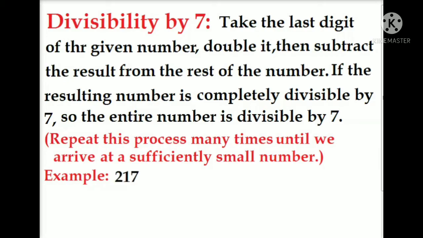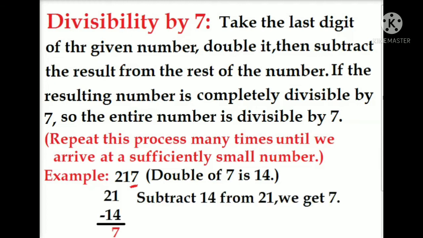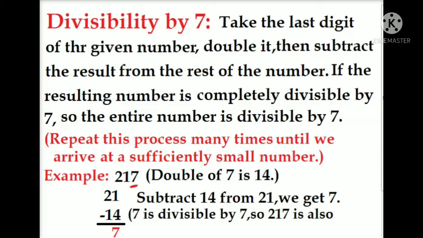Let's check divisibility of 217 by 7. The last digit is 7, so double of 7 is 14. Subtract 14 from 21, we get 7. 7 is divisible by 7, so 217 is also divisible by 7.